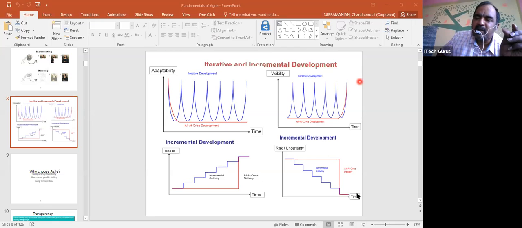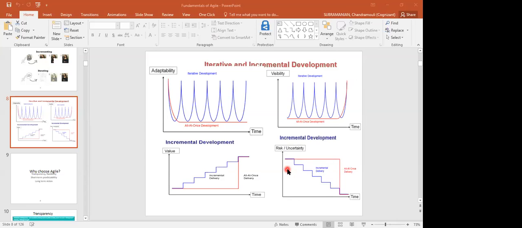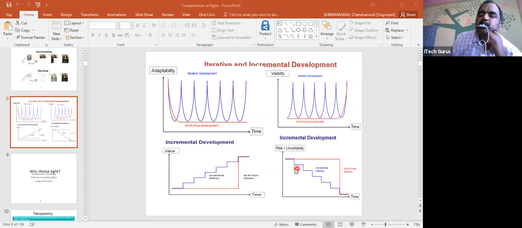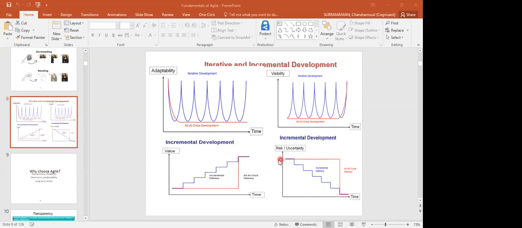Same way in an agile project. Why are you saying fail early? Any guess? The last point will give the clue. Risk will be minimum, or the complete failure can be avoided. Here the risk will be minimum, isn't it? Yes.